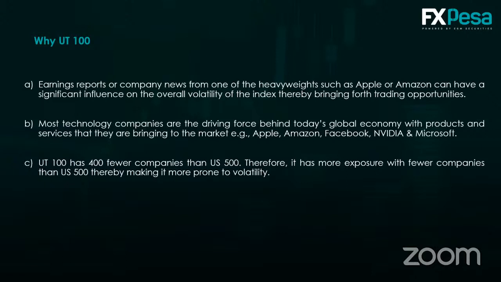And due to that volatility, traders are therefore able to find opportunities to trade this particular index. So UT 100 has 100 companies constituting it, and it therefore has 400 fewer companies as compared to US 500, which has 500 constituent companies. Therefore, it has more exposure with fewer companies than US 500, and it is therefore more prone to have more volatility.